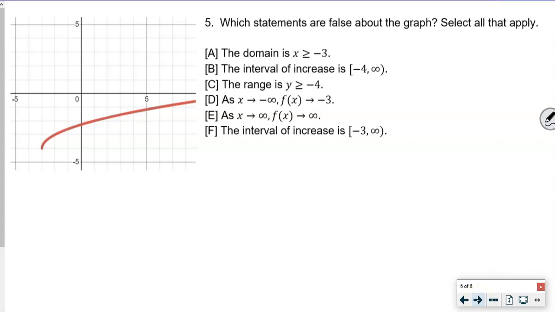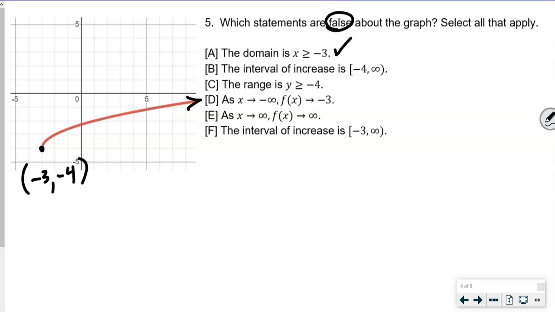Which statements are false about the graph? False. Okay, so again, I'm going to put this point right here. That's -3, -4. Okay, that's, again, our starting point of our graph, HK, XY. So the domain. So this time it's asking us about false statements, okay? So false statements. So the domain starts at -3 and goes to the right, doesn't it? So x is greater than or equal to -3.